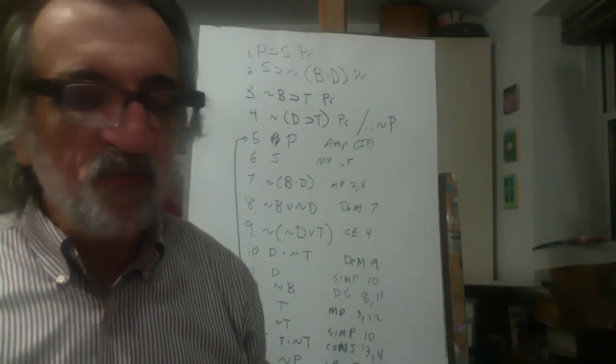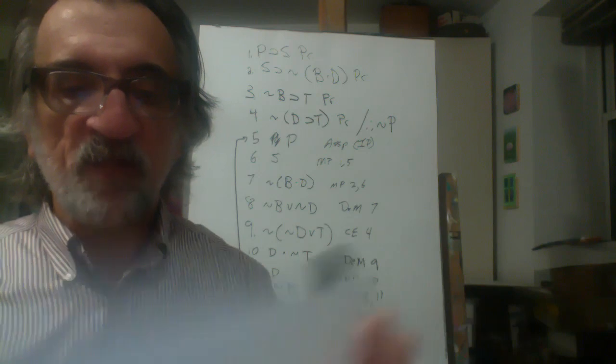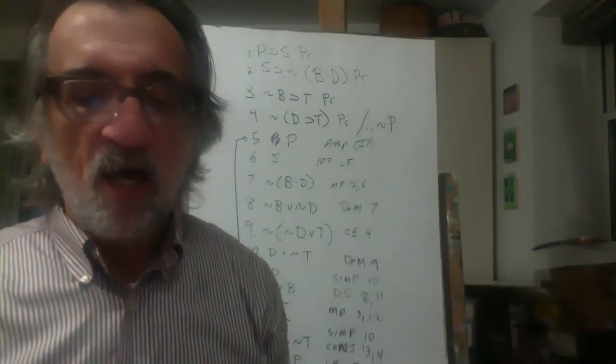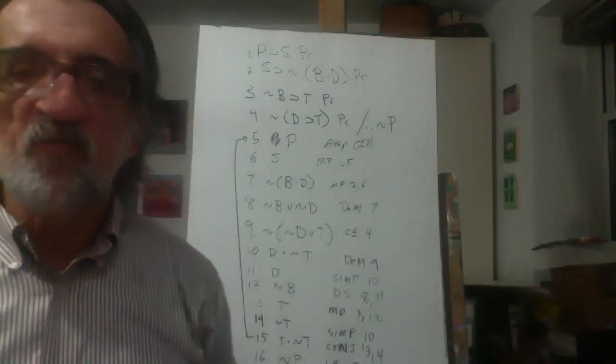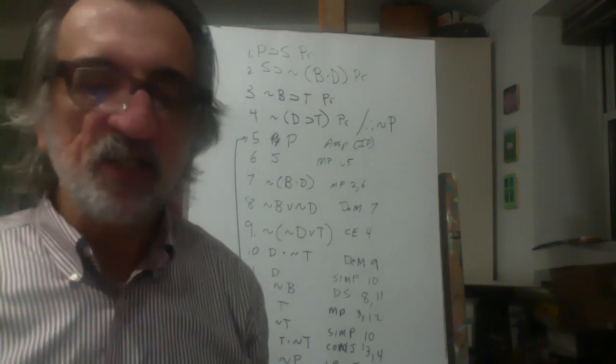Now, as the textbook makes clear, and this is important to repeat, a single proof can contain both a conditional proof and an indirect proof.